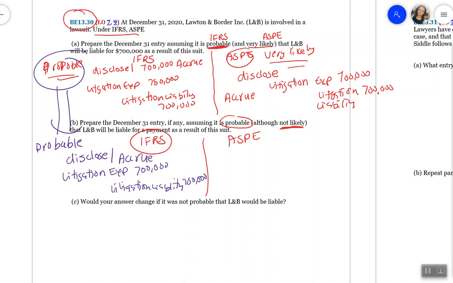Now the word under ASPE. The first part of the question was saying very likely. Here it's not likely. If it's not likely, what do we do? That means the chances of losing are slight. If the chances of losing are slight, we'll just have to disclose it in our financial statement. We do not need to record any journal entry at this point.